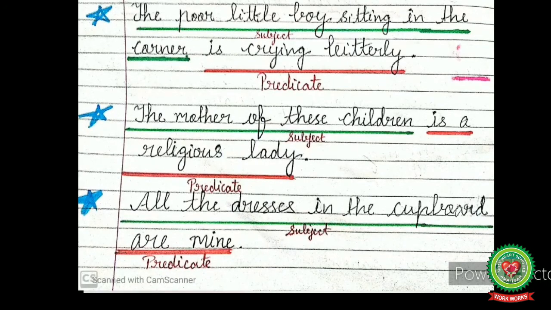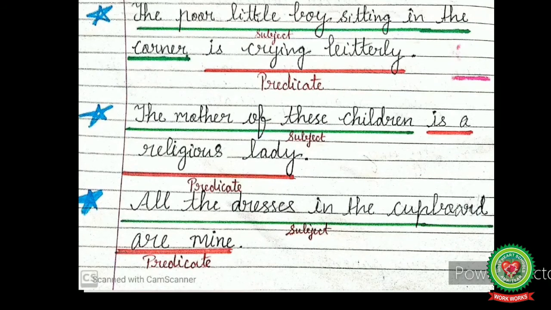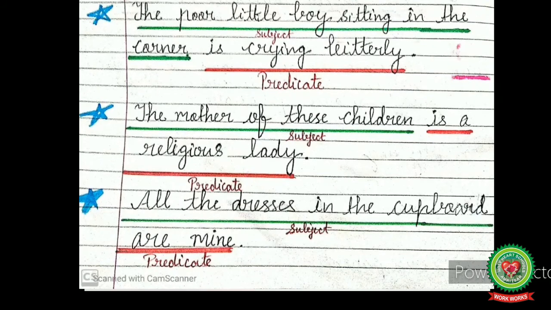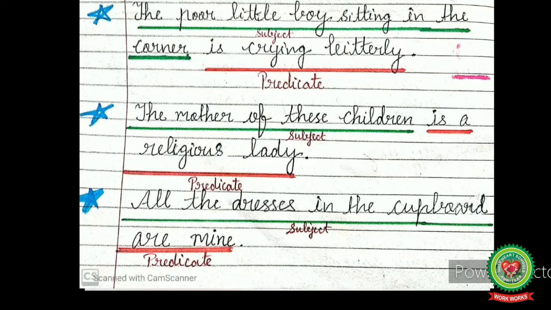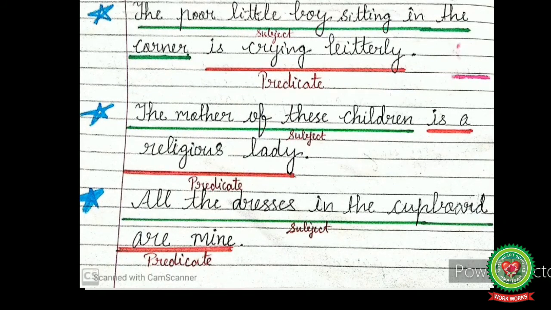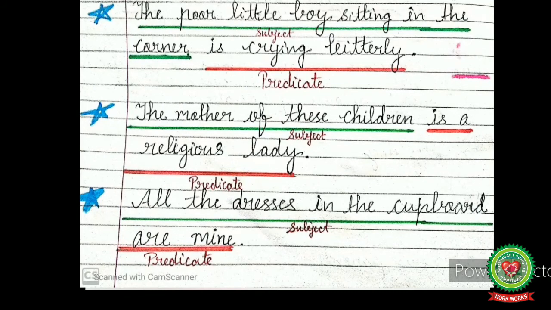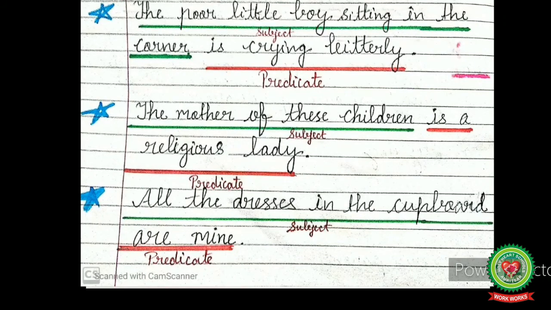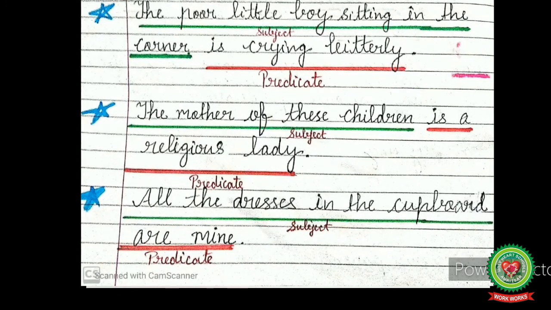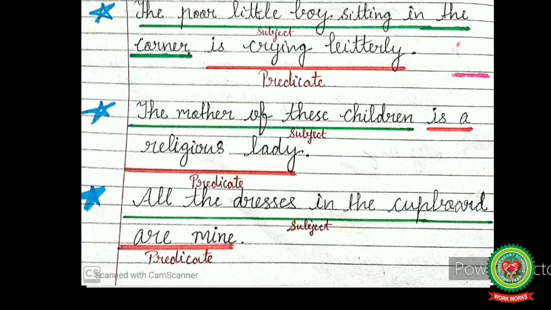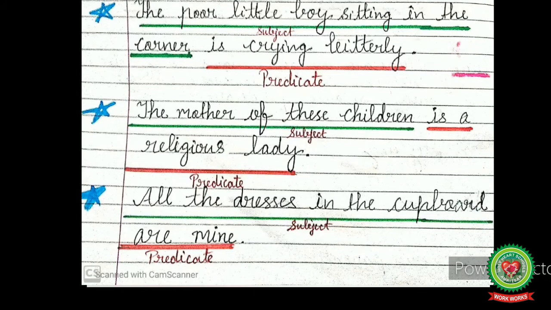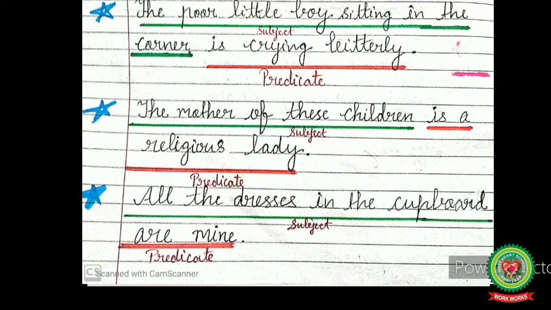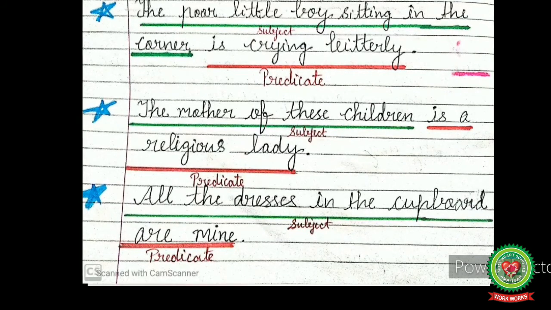About whom we are talking? The poor little boy sitting in the corner. So this is the subject of this sentence. And what we are talking is crying bitterly. So it is the predicate. Now we'll move to the next sentence. That is, the mother of these children is a religious lady. See children, in this sentence we are talking about the mother of these children. So this is the subject and what we are talking is a religious lady. So it's the predicate. Our next sentence is, all the dresses in the cupboard are mine.